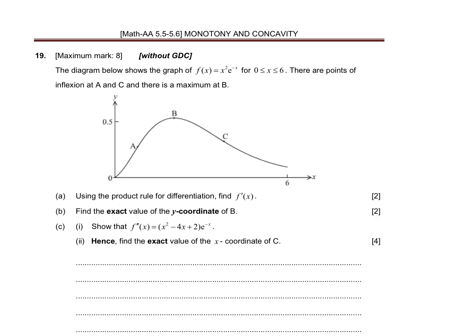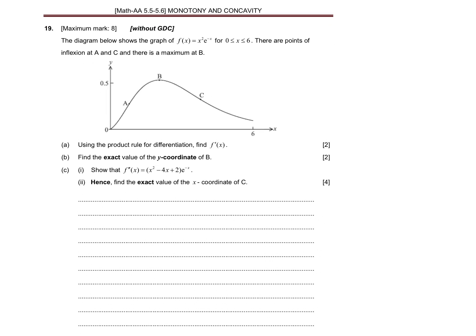19, the diagram below shows this graph. There are points of inflection at A and C, and there's a max at B, using the product rule for differentiation. Okay, so A, first derivative, we're going to have the first times the derivative of the second. So the derivative of e to the x is e to the x times negative 1 because of the chain rule. Then we have the derivative of the first times the second, so that's A.